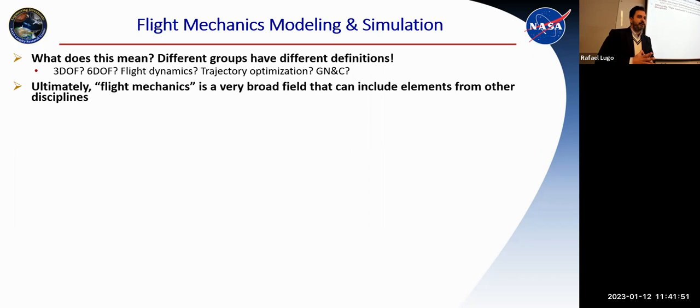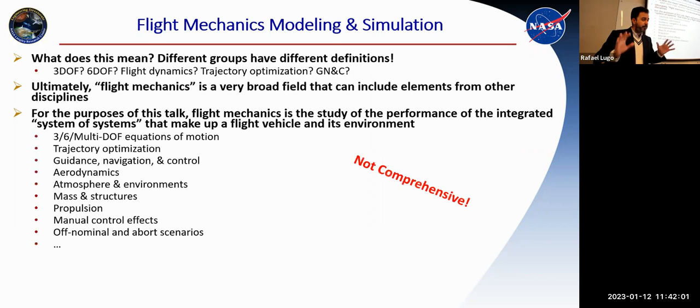Yeah, so all these different pieces, to me, flight mechanics is really, in the end, a very broad field and can include bits and pieces, elements of all these different disciplines. And so for the purposes of this talk, you're free to dispute this, I encourage you to, I'm going to say that flight mechanics is a study of the performance of the integrated system of systems that make up a flight vehicle and its environment. That's coming from the idea that for these complex flight systems, you've got to look at it as a whole, the system of systems, integrated performance. So to me, that means basically everything.